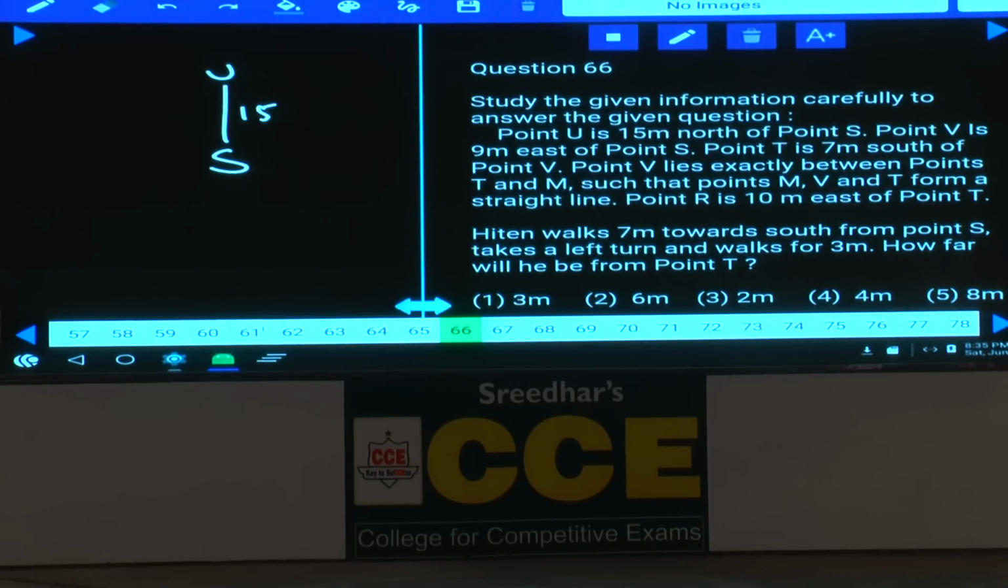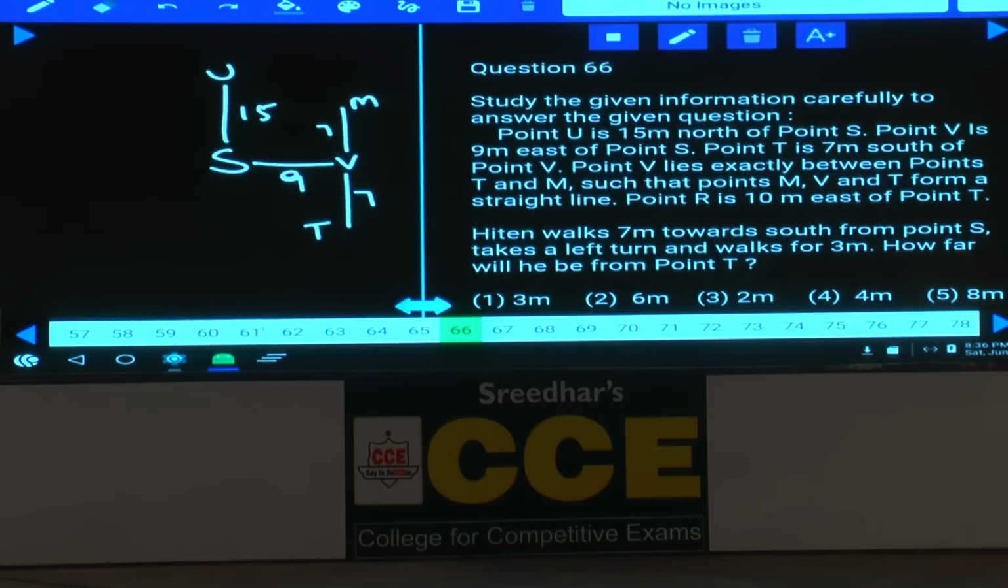V is 9 meters to the east of S. T is 7 meters to the south of V. V lies exactly between T and M. Hence M must be here, and the distance between V and M is again 7, such that M, V and T form a straight line.